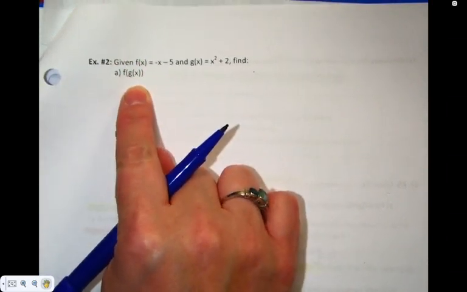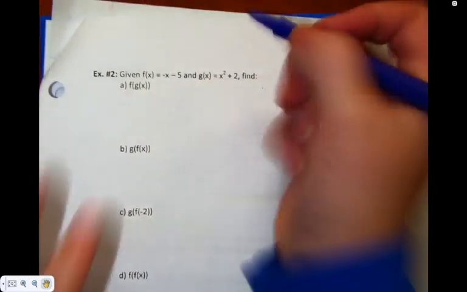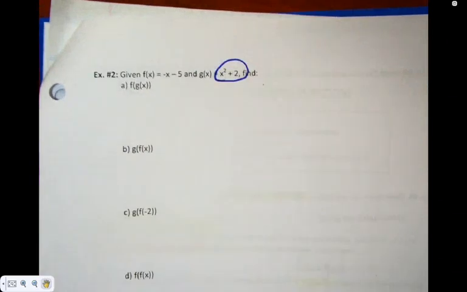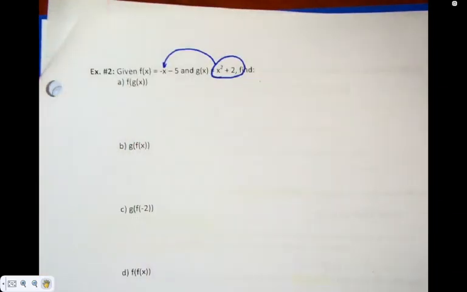Well, we've done these before. This means we're taking g and we're putting it into f. So if you're visual, sometimes it helps to draw arrows. We're taking all of g and we're going to put it wherever we see x in f.